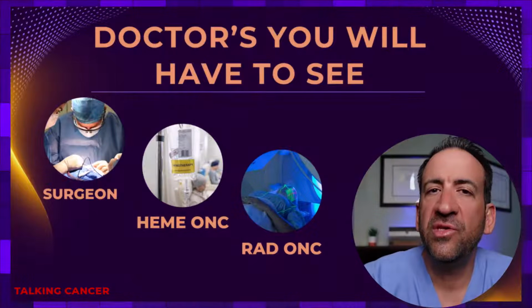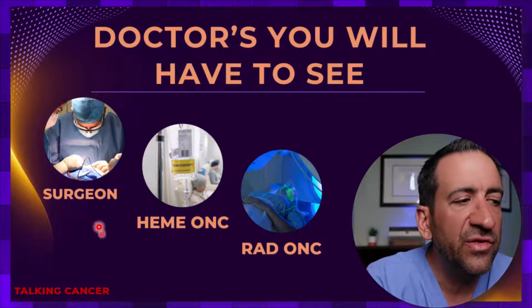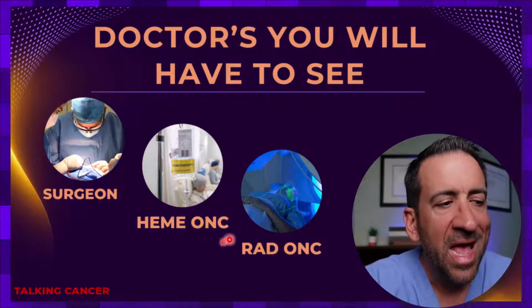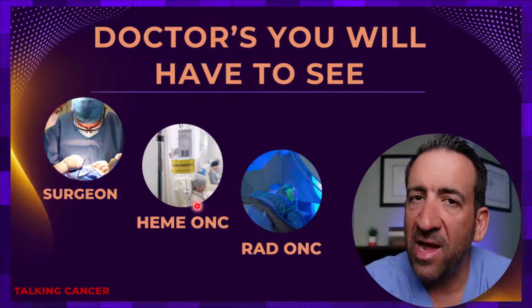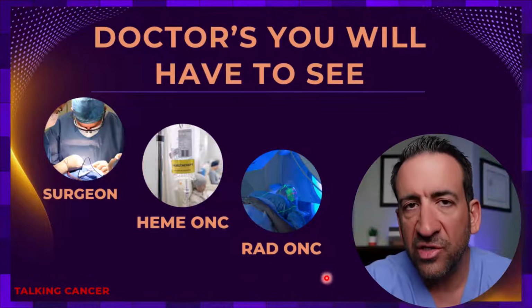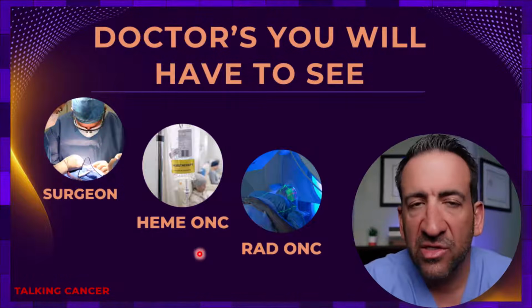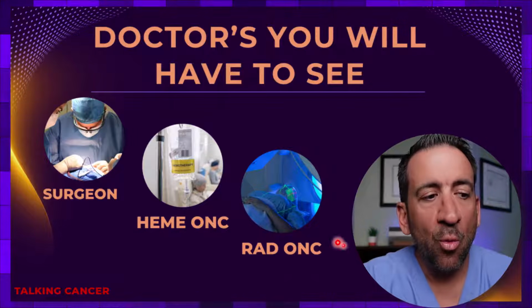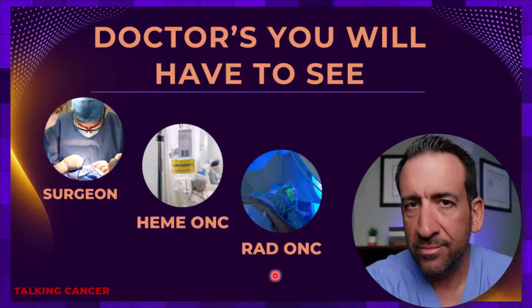So if you've been diagnosed with esophageal cancer, chances are you're going to see these three doctors, okay? The first one is a surgeon, because surgery is a very important part of the treatment of esophageal cancer, as well as a hematologist oncologist. That's, for example, what I am, and we provide chemotherapy and immunotherapy. And the third is a radiation oncologist, and those provide radiation. So I don't want you to confuse a hematologist oncologist, also called a medical oncologist, with a radiation oncologist, because they provide radiation, okay? So now you know.